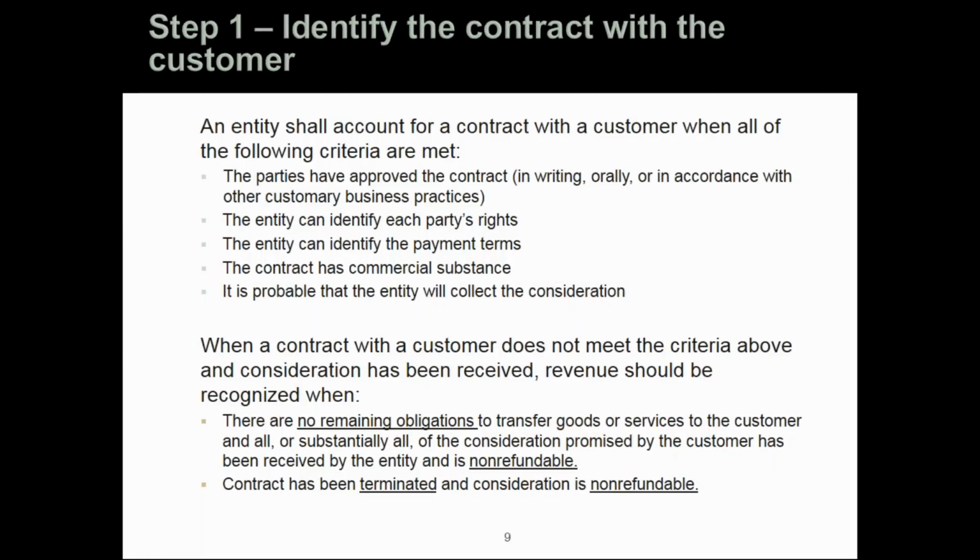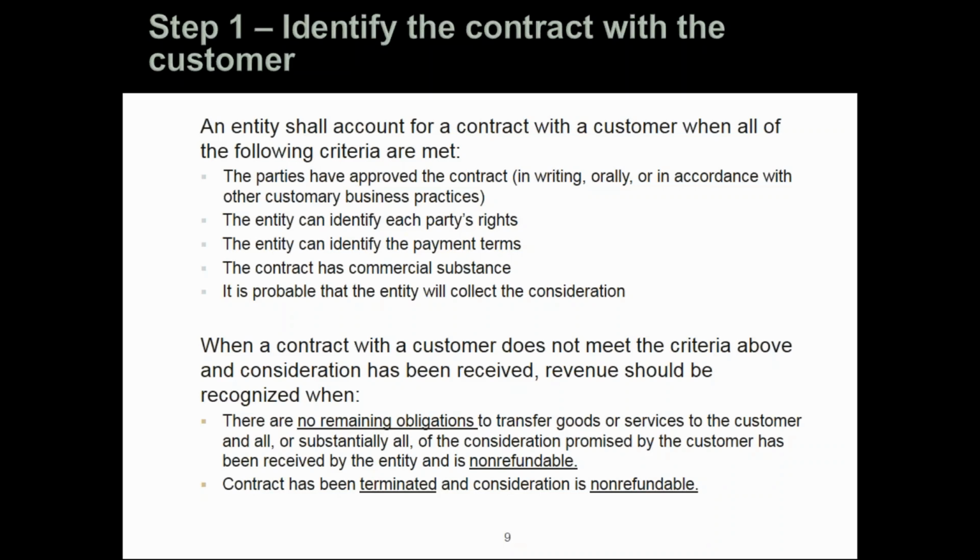So you've got a contract when it's been approved. That can be in writing, it can be oral, or it can also be based on customary business practices. And the question becomes, when are the rights of each party identifiable? When are the payment terms identifiable? When has commercial substance been established? And when is it probable that you're going to collect the consideration that's identified in the contract? If you don't meet those criteria, you don't have a contract.